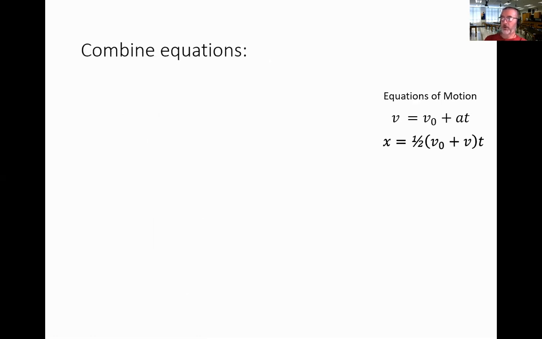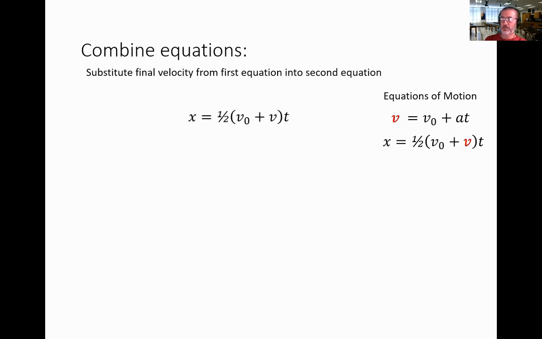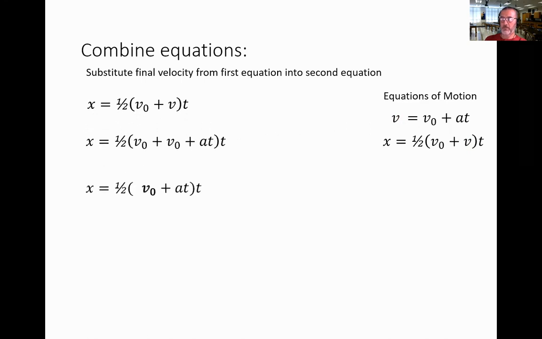Now I'm going to combine some equations. What I'm going to do is take this first equation of motion, v, and plug it in to the second equation of motion. So I'm going to substitute the final velocity from the first equation into the second equation. If I start with that second equation, which is 1/2 of (v0 plus v) times t, and I take that v in the 1/2 (v0 plus v) times t, and I replace it with the v0 plus at. Now what I've got is, well, v0 plus v0, of course, is 2v0.